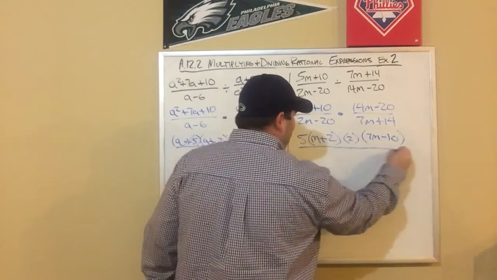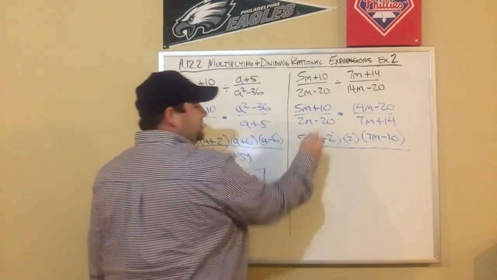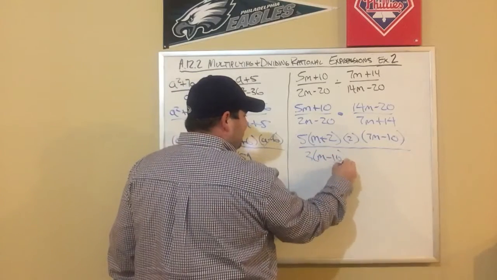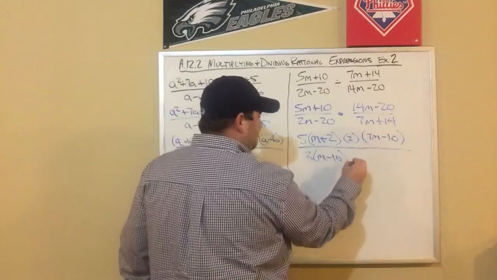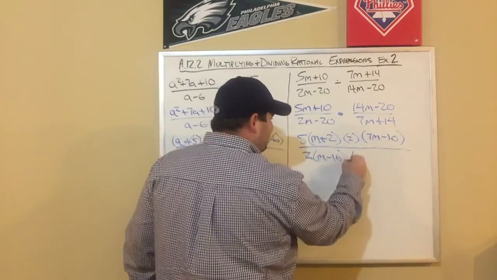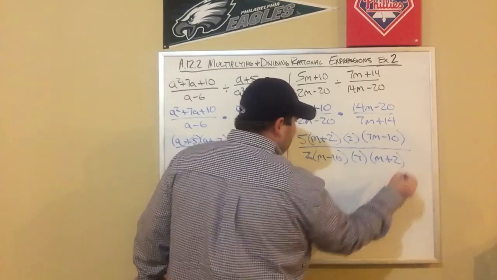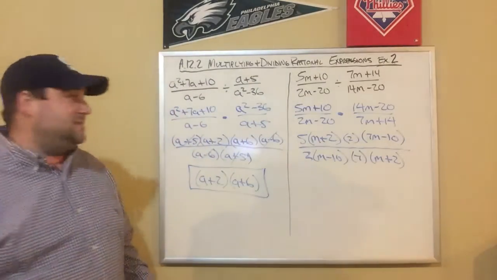And then that's going to be over, so 2m minus 20, I could take a 2 out. That would be m minus 10. And then 7m plus 14, I could take a 7 out. And that would be m plus 2. So let's see what we can cancel now.